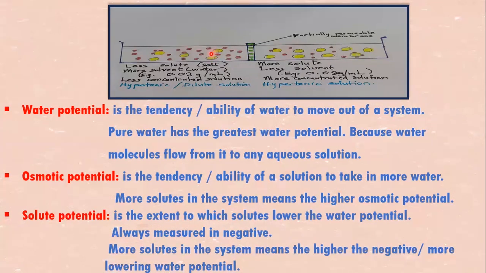So this system has a lower solute potential. It can't lower water potential as much, but here has a higher negative solute potential because it has the ability to trap more water molecules around them. So there are not many free water molecules to move. So that is how solute potential is also regarded.